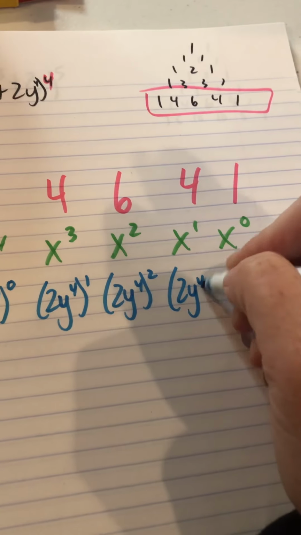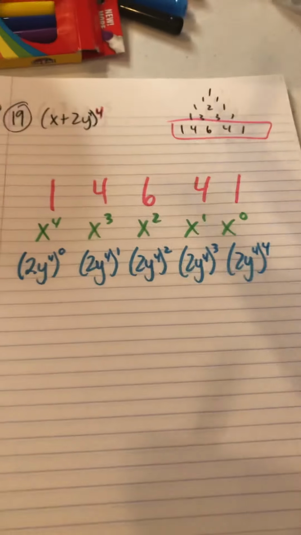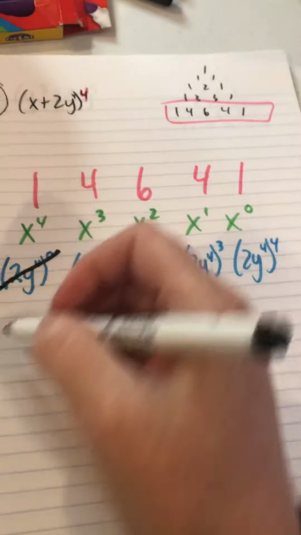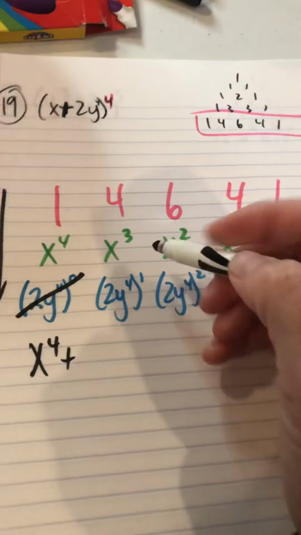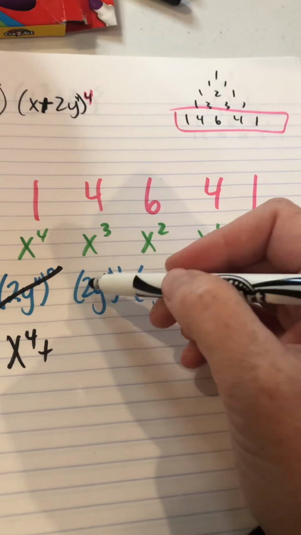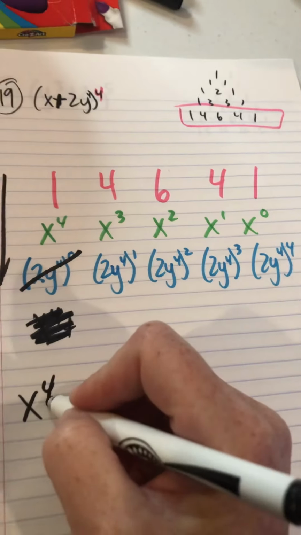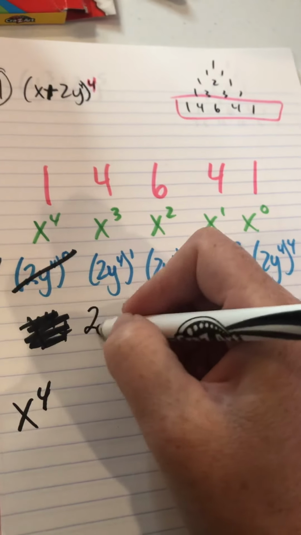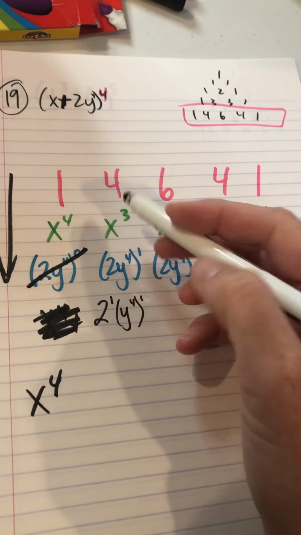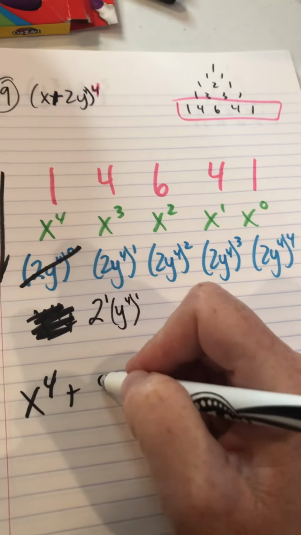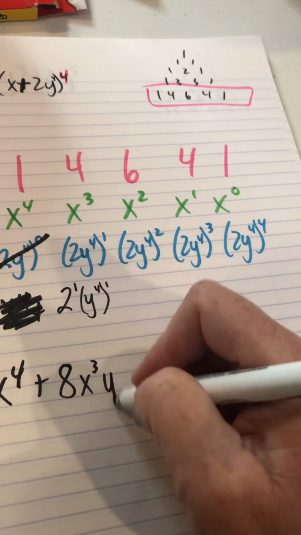Squared, cubed, to the 4th. Okay, so we're going to multiply down. So this is just going to be, oh, wait, hold on, plus. So they're all plus. So we've got x to the 4th plus, and then right here we have 4, and this is, let me give some space here. So this says 2 to the 1, y to the 4th to the 1, basically. Okay, so we got 4 times 2 is 8, and then we have x cubed, and then we have y to the 4th.